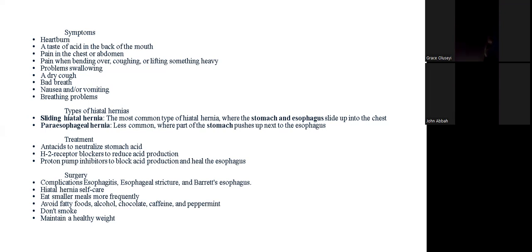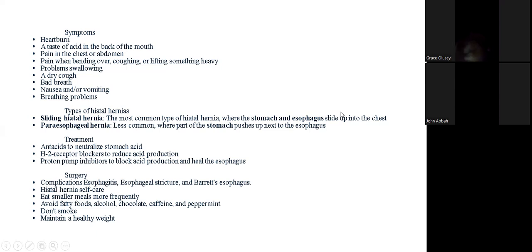So sliding hiatal hernia is very common, it is the most common type of hiatal hernia, where the stomach and esophagus slide up above the diaphragm, up to your chest region.